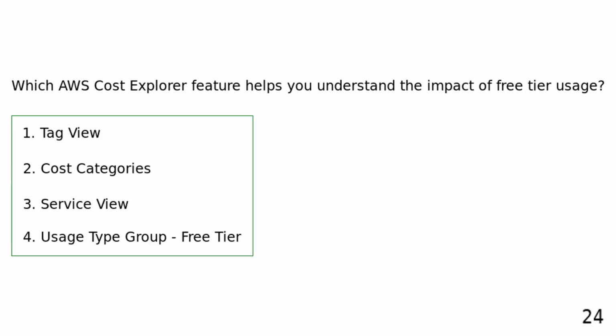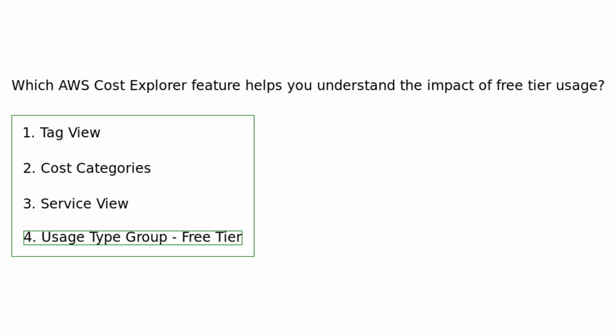Which AWS Cost Explorer feature helps you understand the impact of free tier usage? Tag view. Cost categories. Service view. Usage type group, free tier. Using the usage type group filter in AWS Cost Explorer and selecting free tier helps you understand which services you're using within the free tier and their potential future cost.